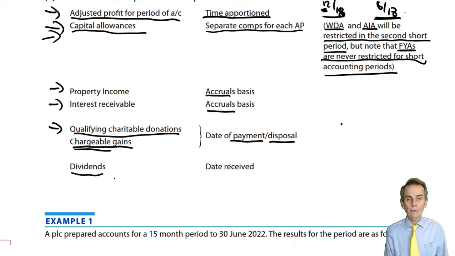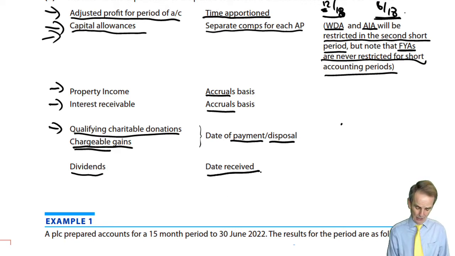What it makes a difference to, of course, is when you have to pay that corporation tax. But again, more of that in chapter 23. How do we allocate dividends? Based on the date received.